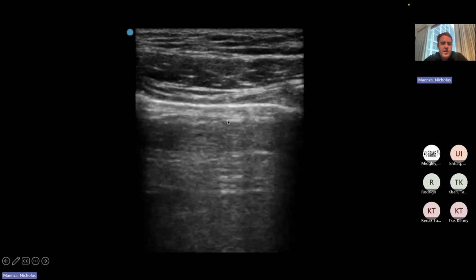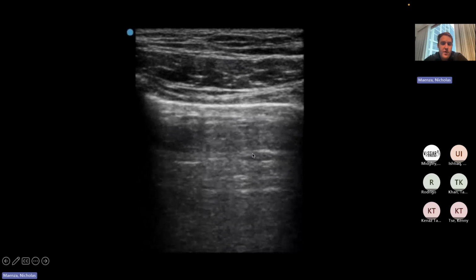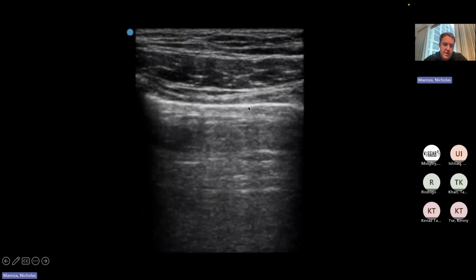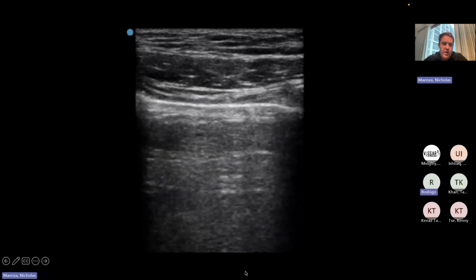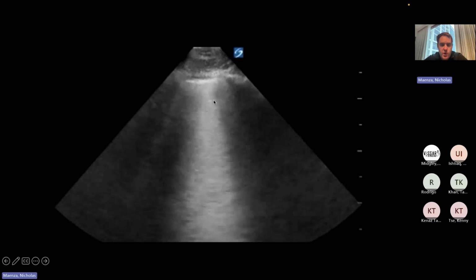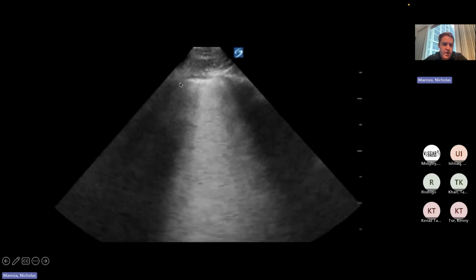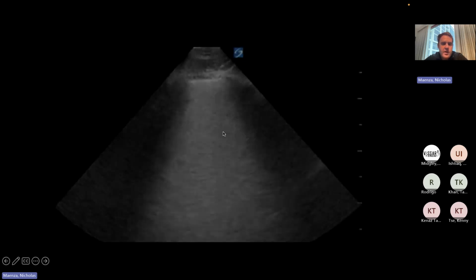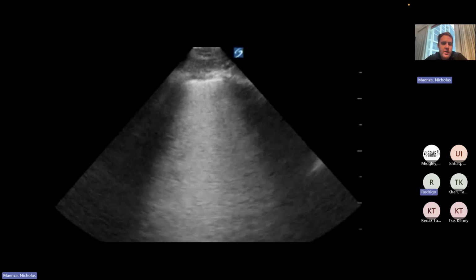So comet tails and B lines can be confusing because they are both vertical lines right here, but B lines truly are lines that start here and go all the way to the bottom of the screen. I know this is an extreme example, but over here you see a more single B line that starts here and goes down. I would say this looks more like unilateral B lines to me.